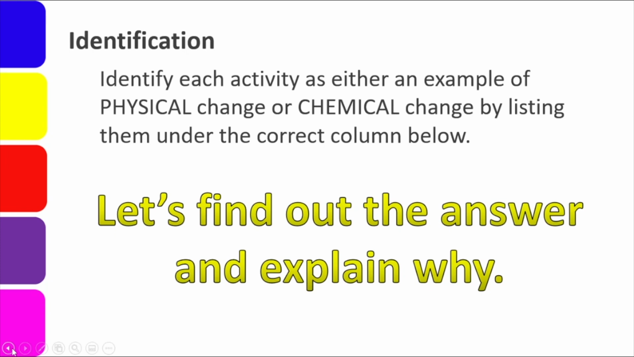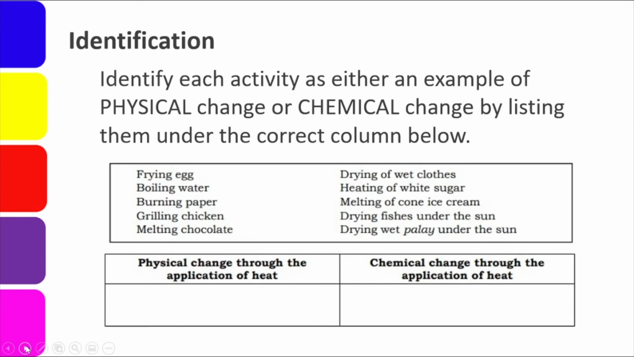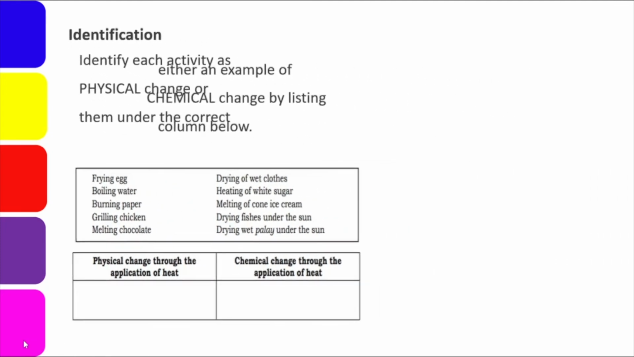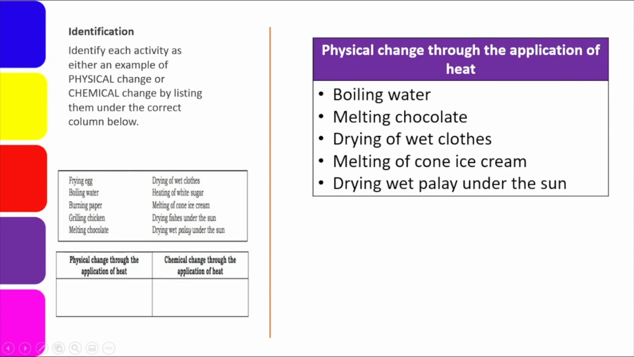And I'm back. So, let's find out the answer and explain why, so that we can better understand our topic. So, these are the options. For physical change through the application of heat, the correct ones are boiling water, melting of chocolates, drying of wet clothes, melting of cone ice cream, and drying wet palay under the sun.